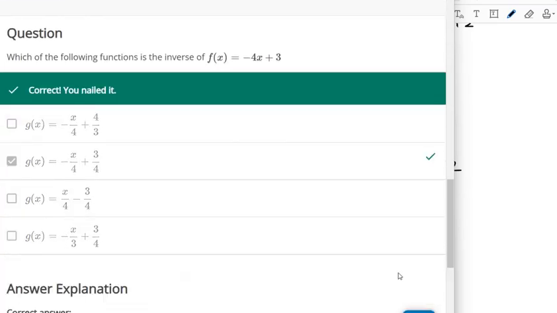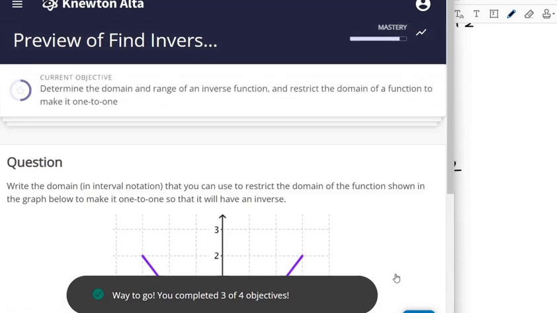That one's easier. I have no idea why. I think they have those reversed. And then we've done this one. Okay.